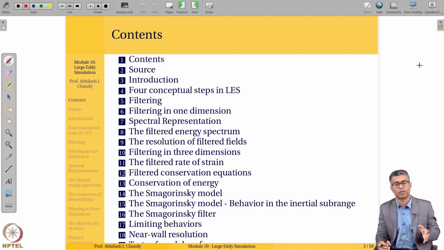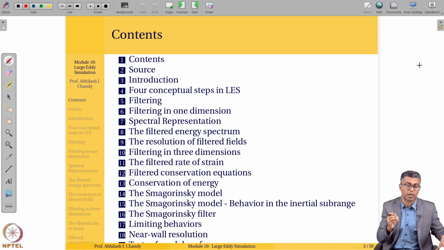The resolution of the filtered fields, the filtered rate of strain, filtered conservation equations, how does the conservation of energy look like, the Smagorinsky model. And so this is one of the key models available in LES, an important model that is used widely, very widely popular. The Smagorinsky model is what we call an eddy viscosity type model or a subgrid scale model that comes about when you filter the Navier-Stokes equations. We'll look at that in detail in this module.